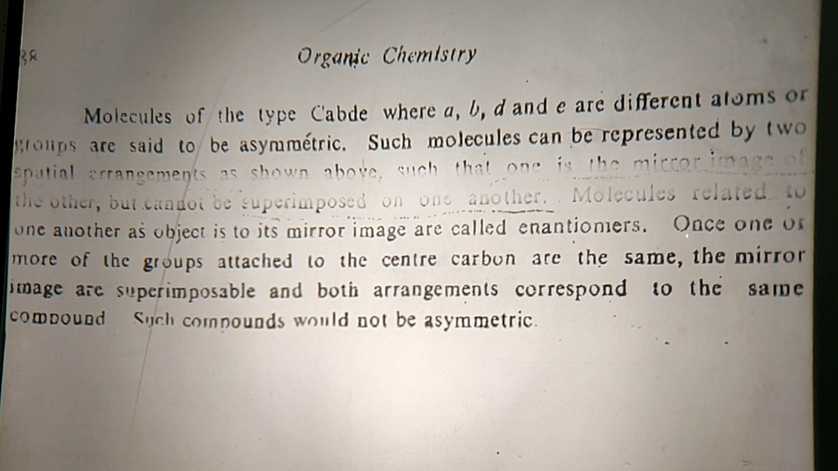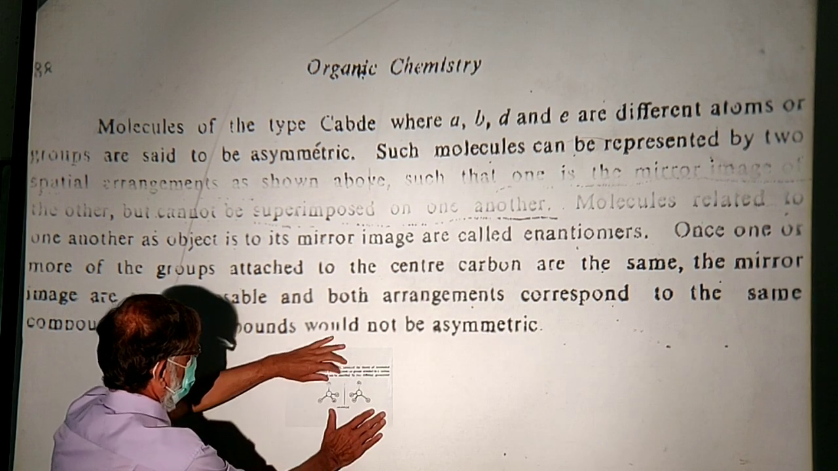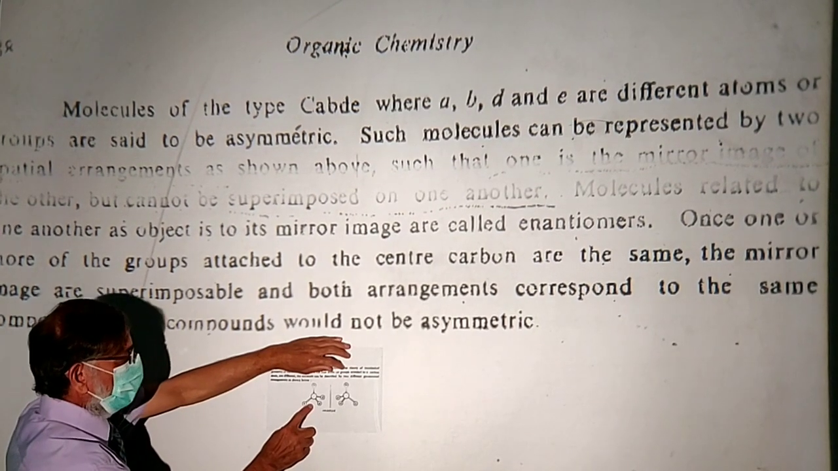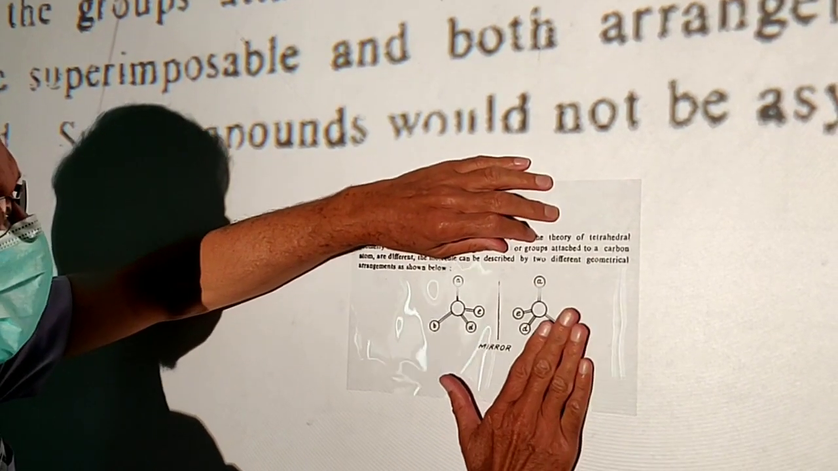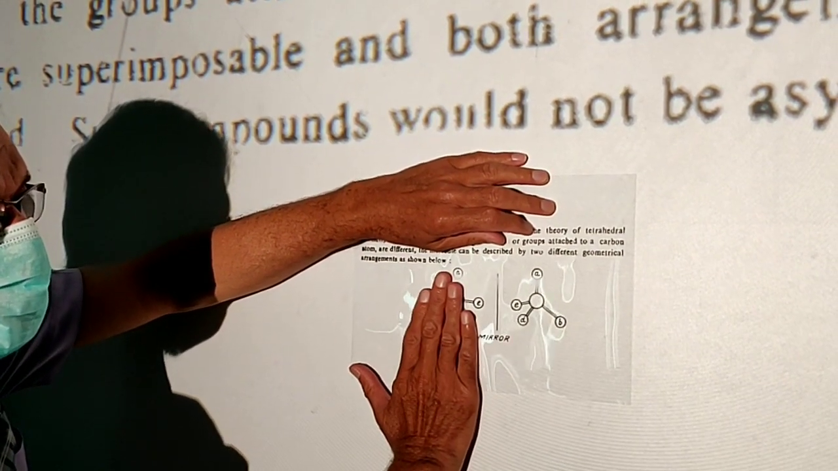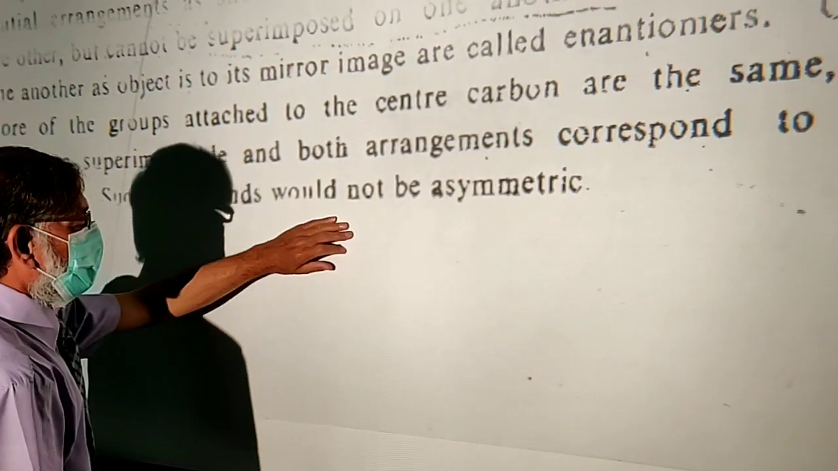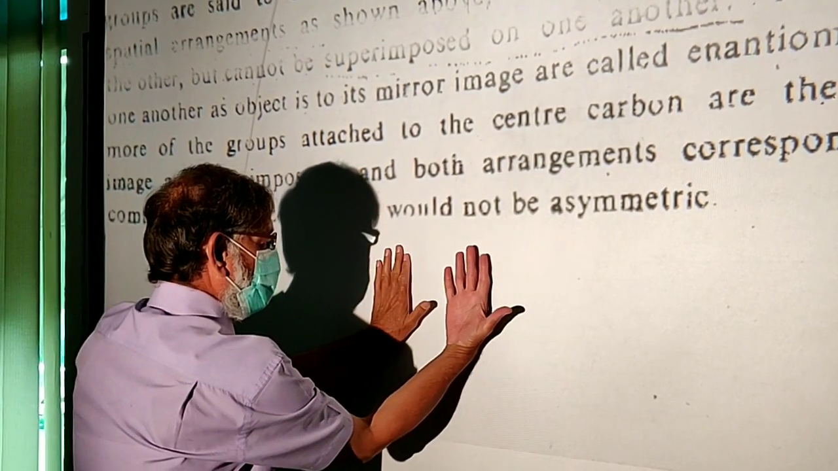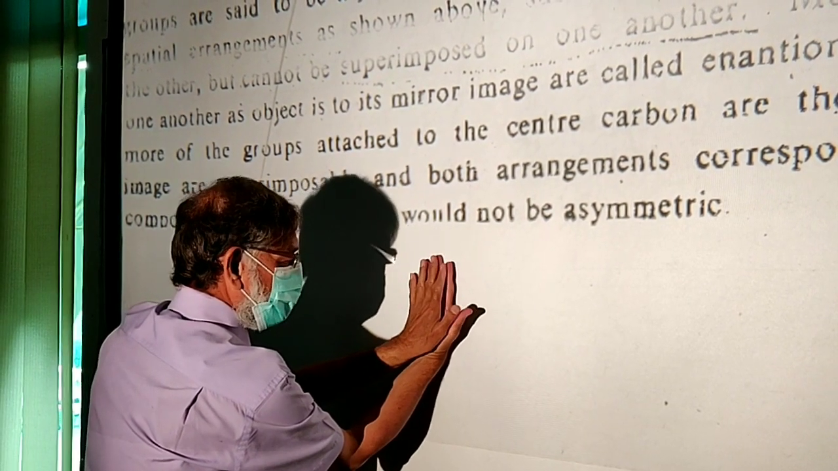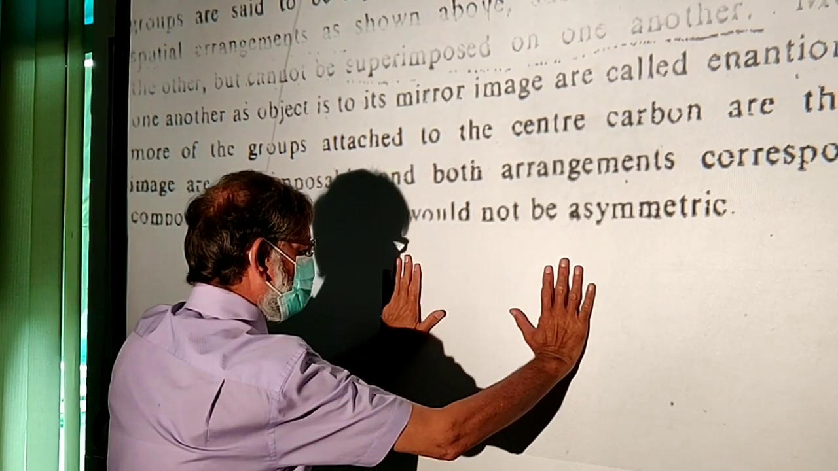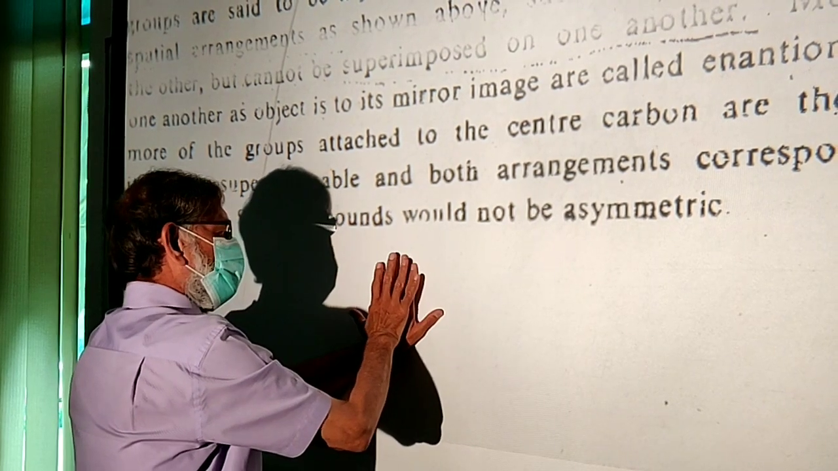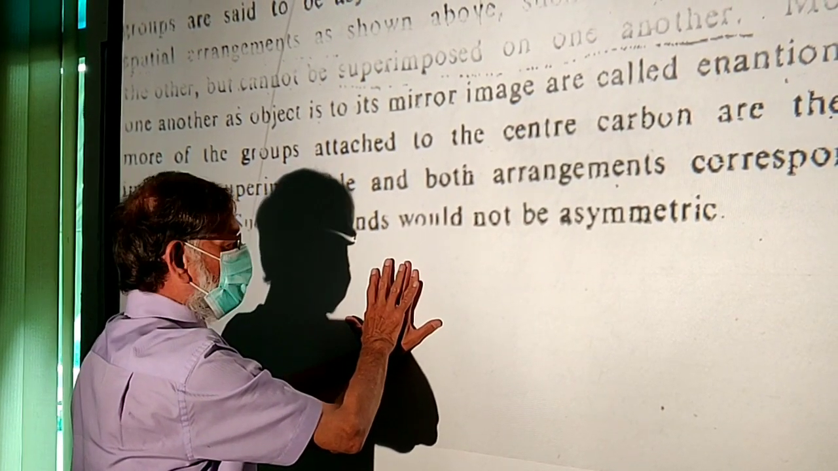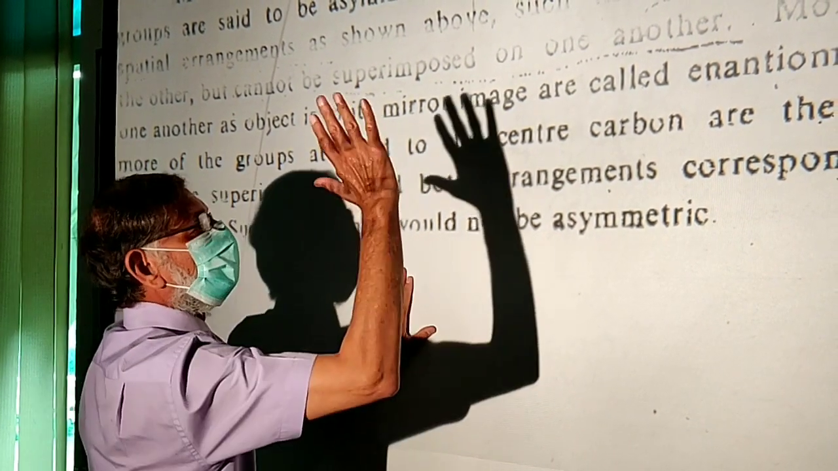Now here is that one. Once one or more of the groups attached to the central carbon are the same. Now look at, if this is object, this is mirror image. Now you bring this mirror image, can it be superposed upon it? As I am going to do it, look at, if this is one and this is mirror image and you are placing it in this way, now you can see these are being superimposed. But when this is this one, this is this one, and when you place it in this way, it is non-superimposable. This is one enantiomer and this is another enantiomer.